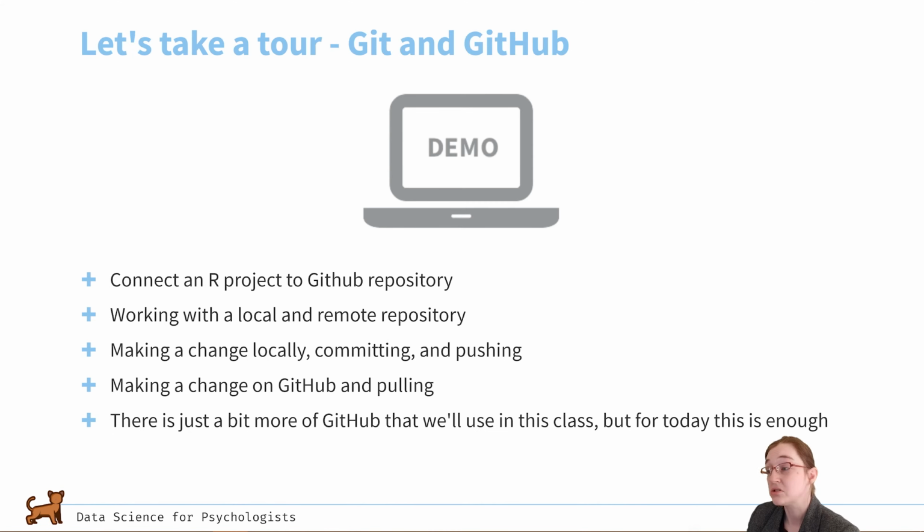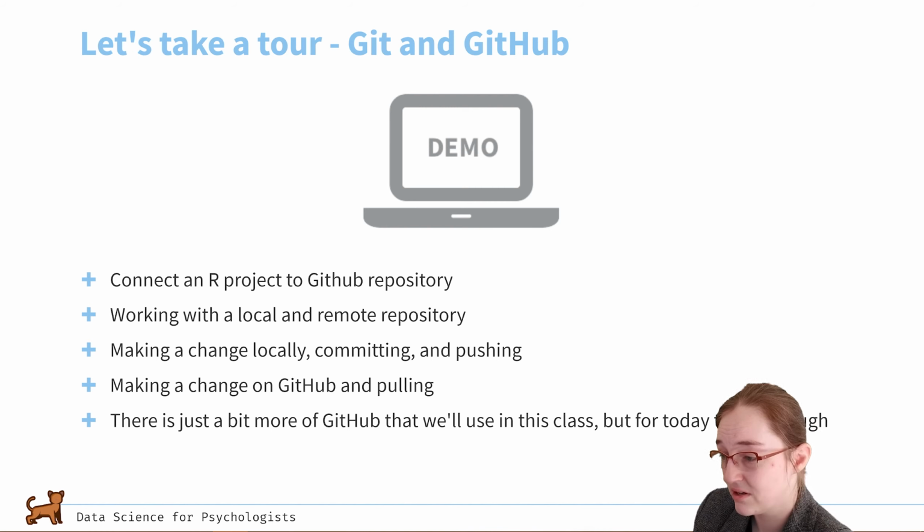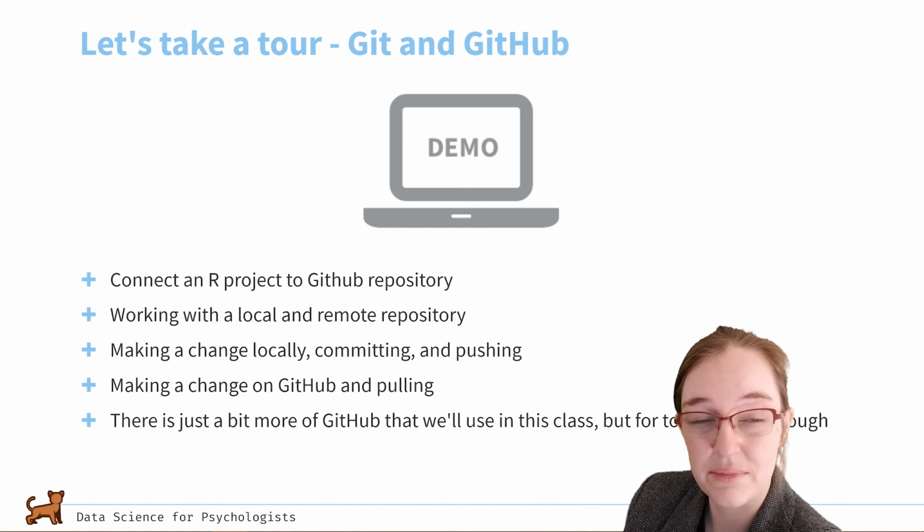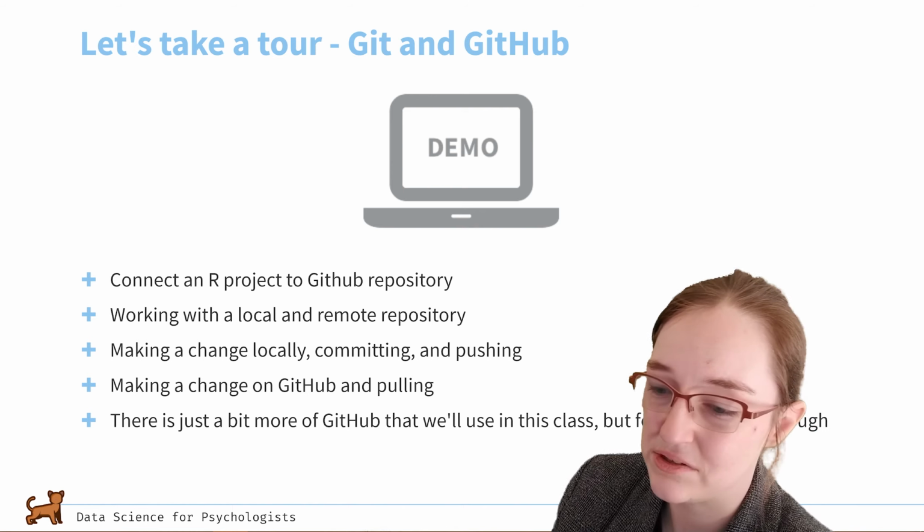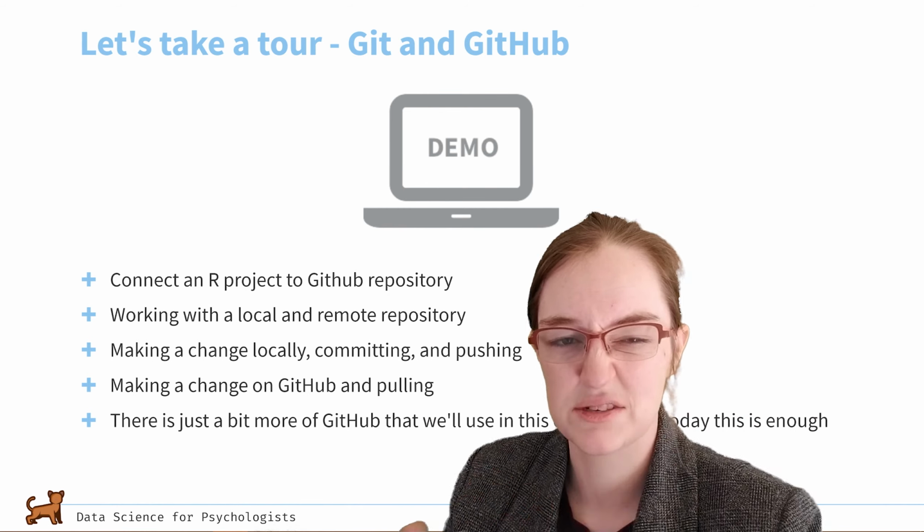You're getting me. So let's take a tour. In this tour, I'm going to show you how to connect an R project to a GitHub repository, how to work with both a local and remote repository, and how to make some changes locally, as well as making changes on GitHub itself. There's a lot more to GitHub that we'll be using. I mean, there's a bit more we'll be using in this class, but today, that's probably enough.